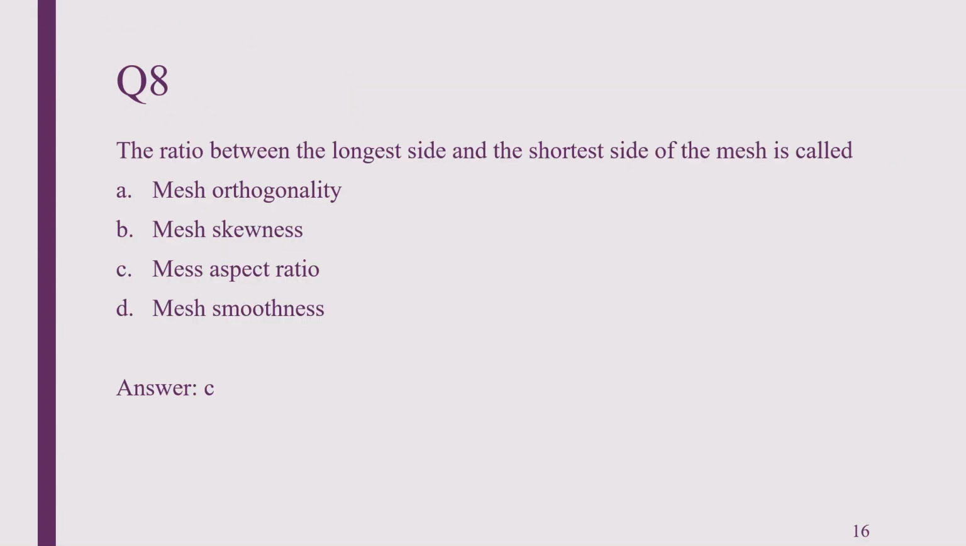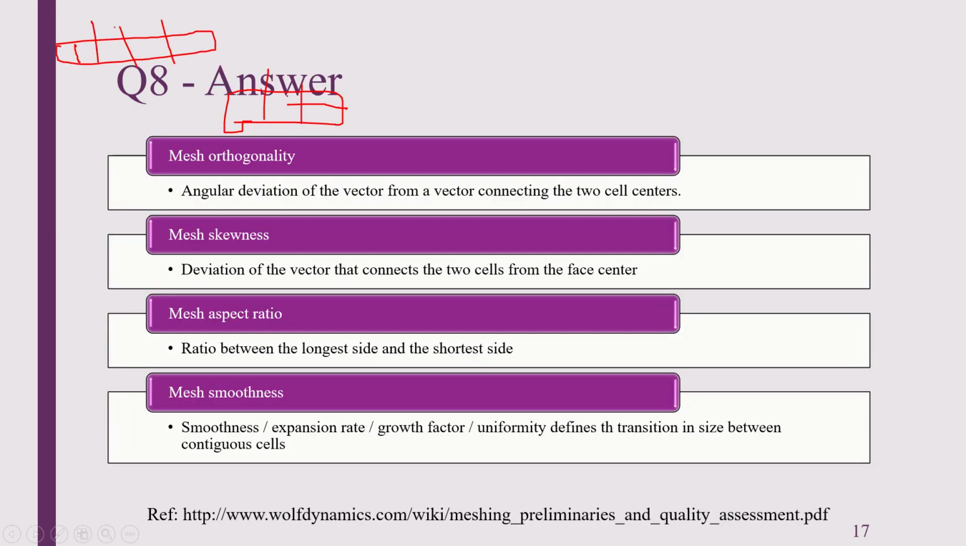Whereas in the question it is asked what the ratio between the longest side and the shortest side of the mesh is called, and it is called aspect ratio. For example, if both of them are equal, the longest side and the shortest side, we can say it is 1. Generally it is preferred to be closer to 1 for the mesh aspect ratio. But it entirely depends on the geometry we are dealing with, and how we are able to discretize or mesh the particular geometry. So that is the answer.